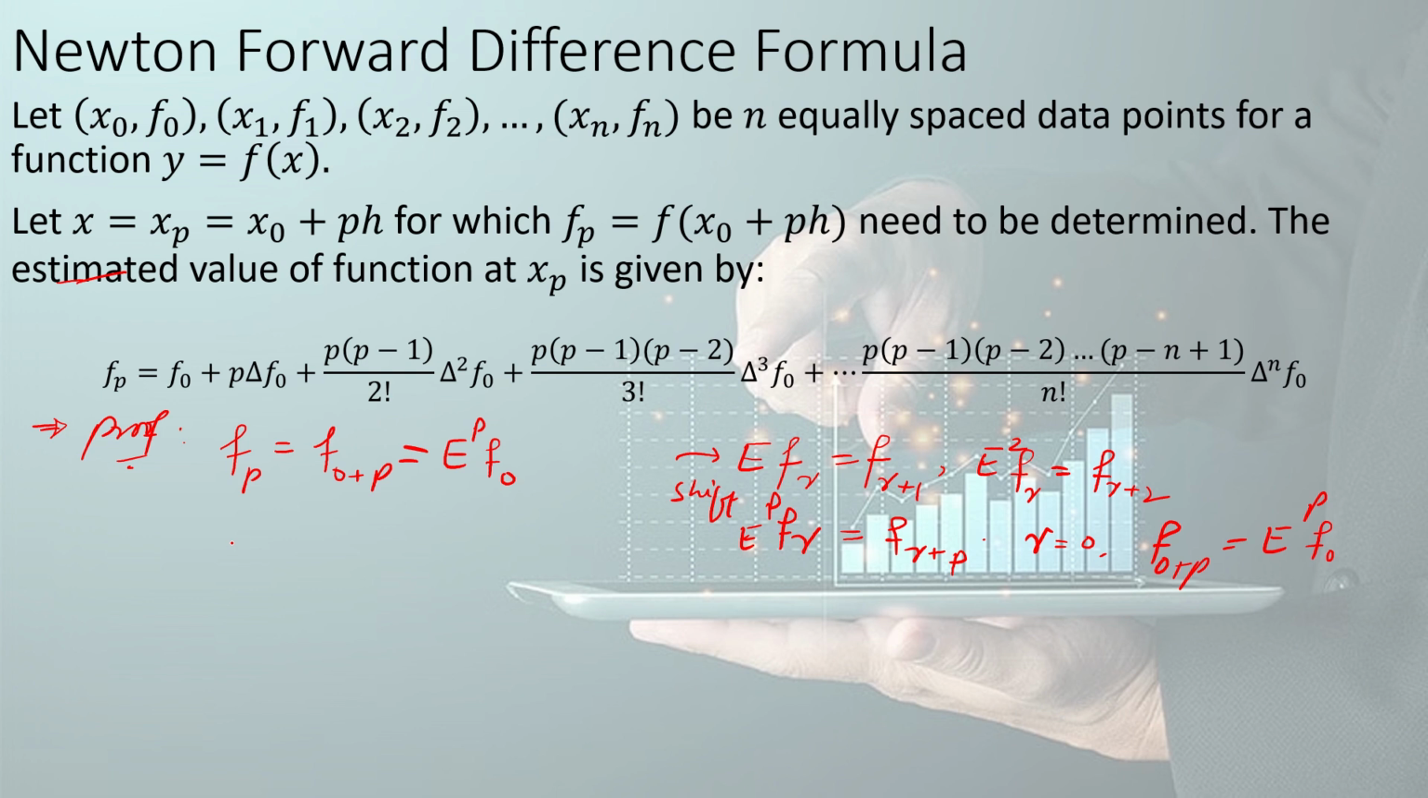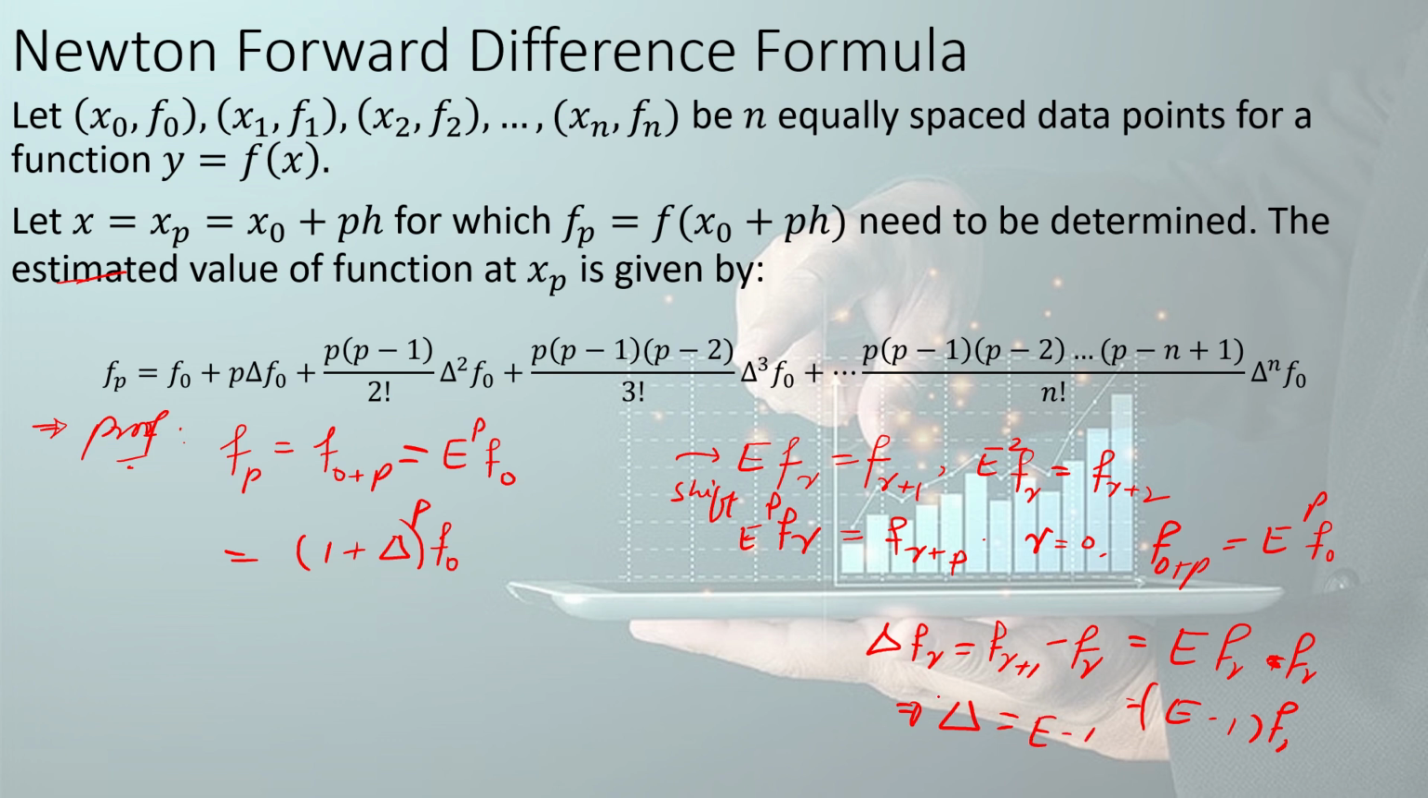Now there is a relation between the shift operator and the forward difference operator, that is E is equal to 1 plus del, because when del is applied on fr, that gives us fr plus 1 minus fr, so that is basically E fr minus fr, which might be written in the form E minus 1 fr, which implies del is equal to E minus 1 or E is equal to 1 plus del.